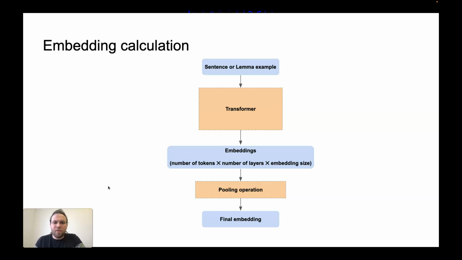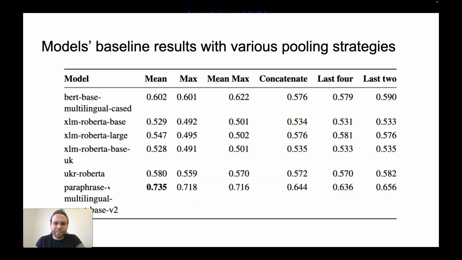At the input, we have a tokenized sentence or lemma. This data goes as an input to the transformer model that produces the embedding of the following shape: number of tokens times number of layers times embedding size. Then we apply the pooling operation and receive the final numerical representation.